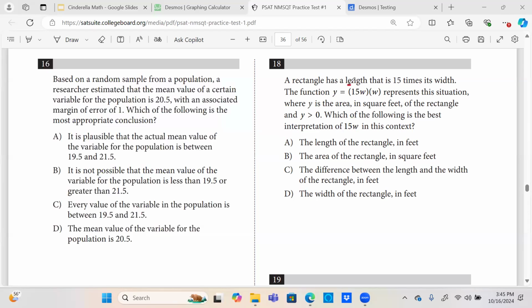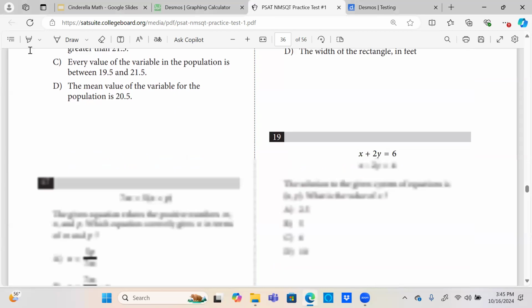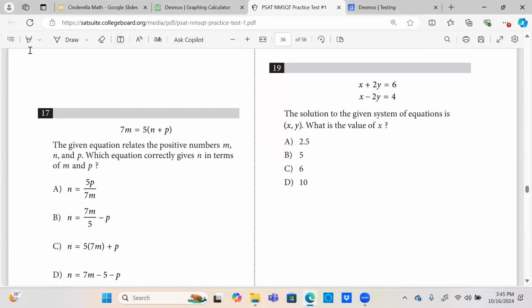And it really does say length is 15 times width. So this right here is the length. Okay, 19. The solution, okay, I will solve this by hand and in Desmos.